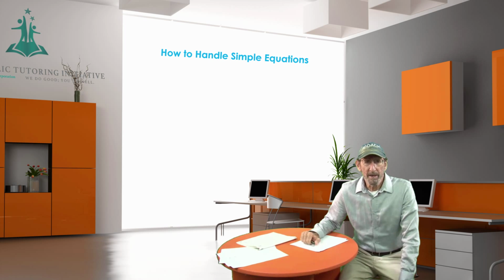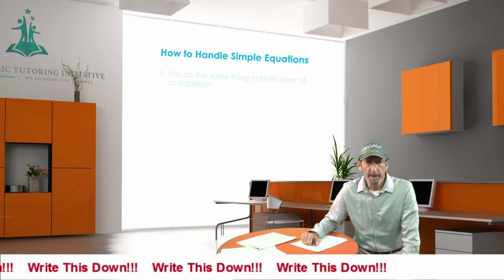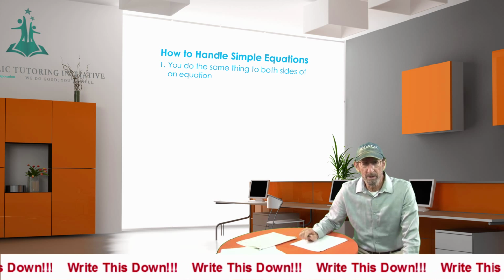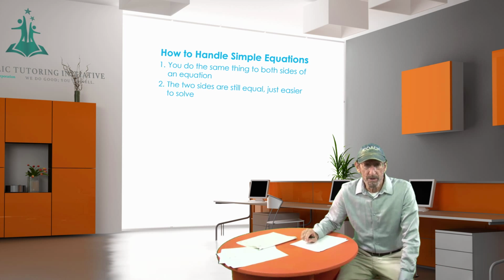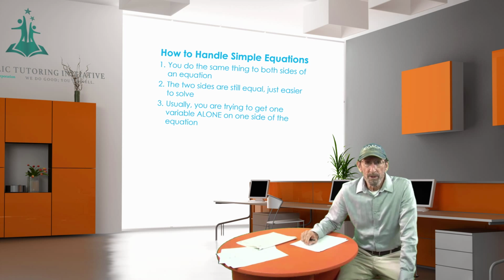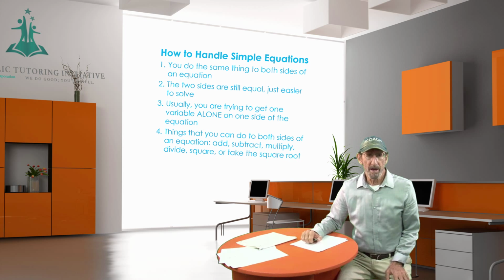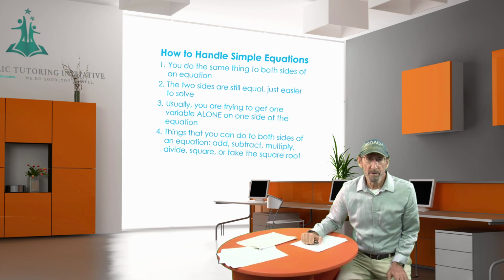Okay, I'm sure you all know how to handle simple equations, but let's just review. If you do the same thing to both sides of an equation, you get a new equation, or at least it looks like a new equation, but the two sides are still equal. Hopefully, it's now in a form that you like better and is easier to solve. Normally, you're trying to get one variable alone on one side of the equation. All right, here are the things you can do to both sides of an equation to get a new equation. You can add, you can subtract, you can multiply, you can divide, you can square, or you can take the square root.